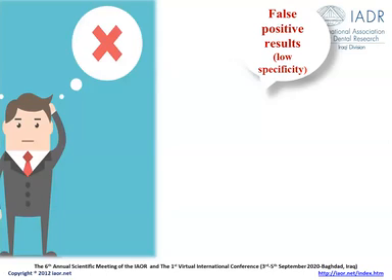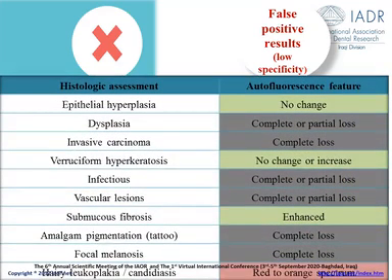But unfortunately, this approach was limited by false positive results because histologically distinct lesions can have similar autofluorescence features. As we see in this table, epithelial hyperplasia shows no change in autofluorescence, while dysplasia and invasive carcinoma show a complete or partial loss of fluorescence. Infectious and vesicular lesions also show a complete or partial loss, similar to dysplasia and invasive carcinoma, while submucous fibrosis shows enhanced autofluorescence, and amalgam pigmentation and focal melanosis show a complete loss of autofluorescence.